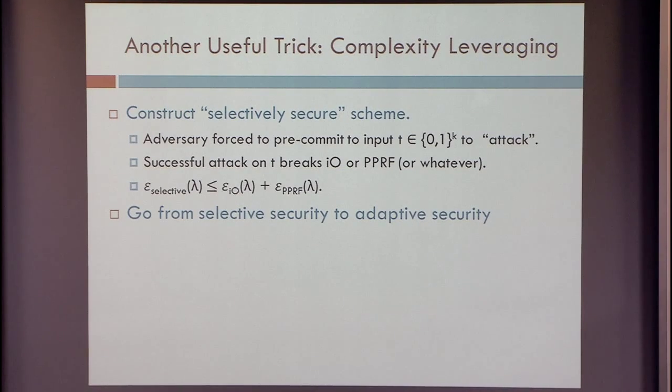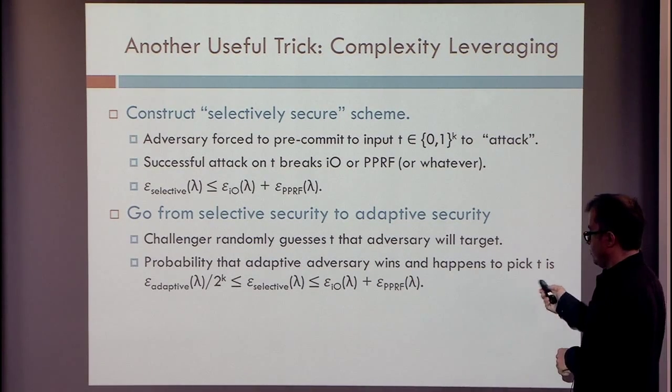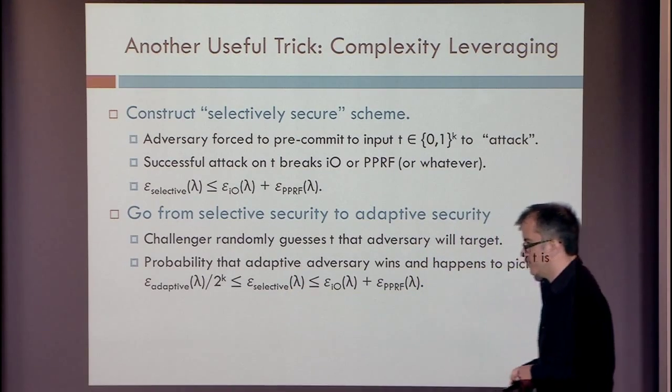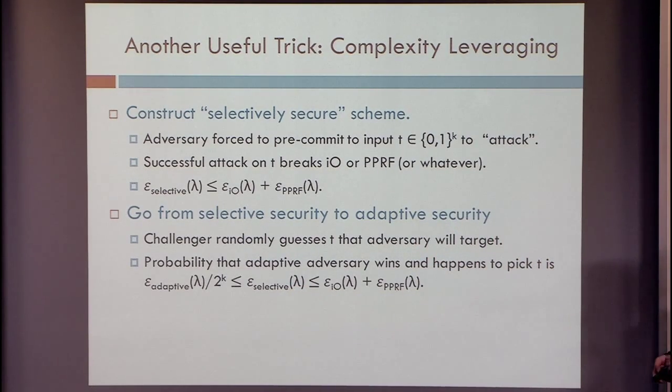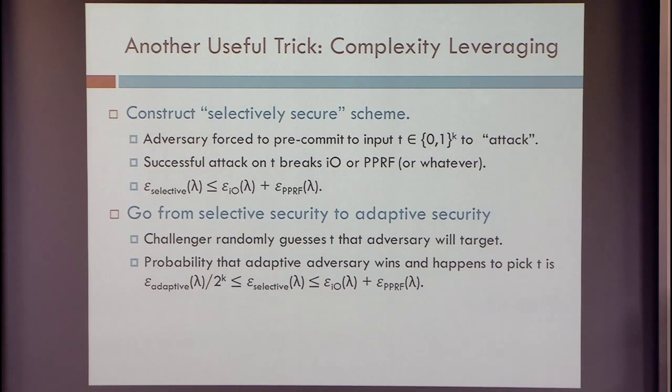But in a lot of cases, of course, I want to prove adaptive security. I don't want to force the adversary to commit to some particular value to attack beforehand. So what do I do? I just try to guess which value, if I'm the challenger, the adversary will target. I'm correct with probability 1 over 2 to the n, or 2 to the k, right? And so in that case, I can show that if you look at the adversary's advantage in the adaptive game, its relationship to the selective game is that there's a 2 to the k loss factor there, because I guessed.